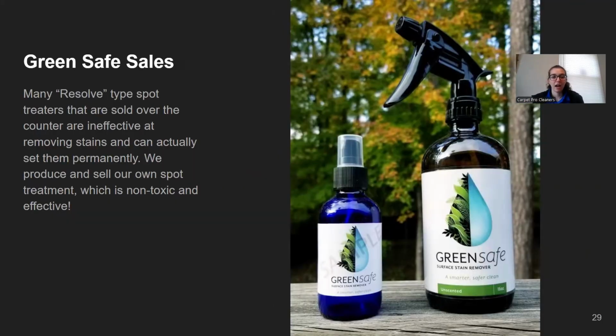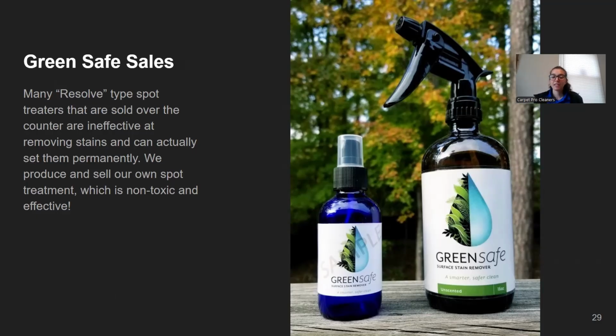Green Safe. Many Resolve type spot cleaners that are sold over the counter are ineffective at removing stains and can actually set them permanently. We produce and sell our own spot treatment, which is non-toxic and it's effective. So this came about because many people would ask, hey, what should I use on my carpet between cleanings? And we didn't have a great answer for them.